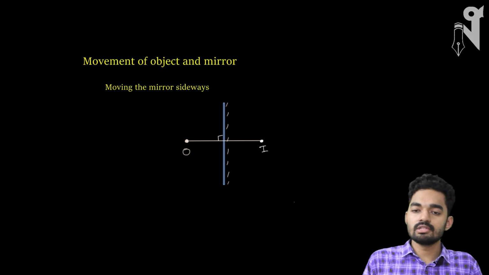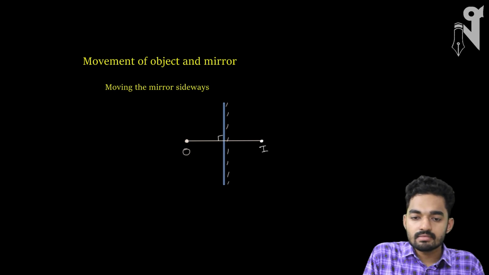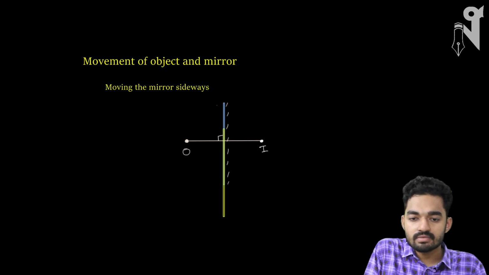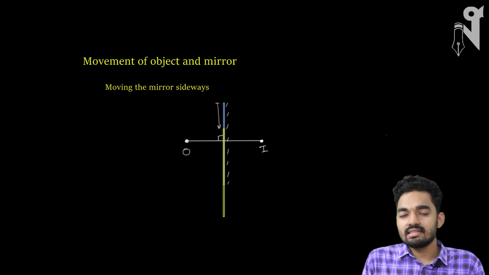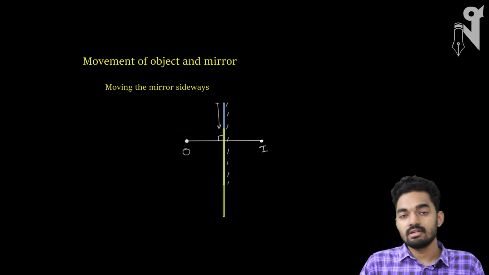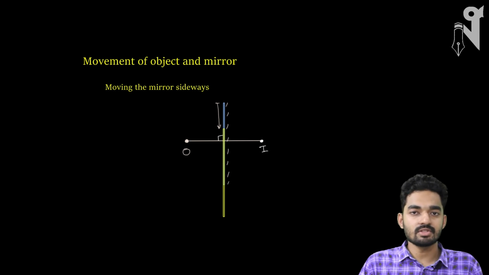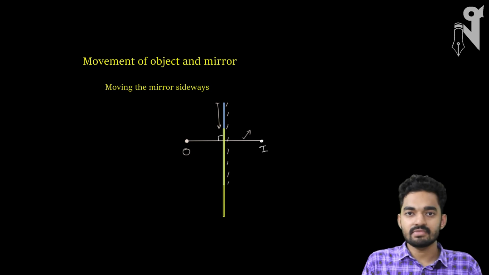Now what I'm going to do is move this mirror sideways. So the new position of the mirror will be like this. So the mirror has moved by this much. Okay, so where will be the new image position? Well, you can clearly see that the image position will not change, right? Because the line joining the object and the image must be perpendicular to the mirror. So if you look at this line, that line will not change, right?